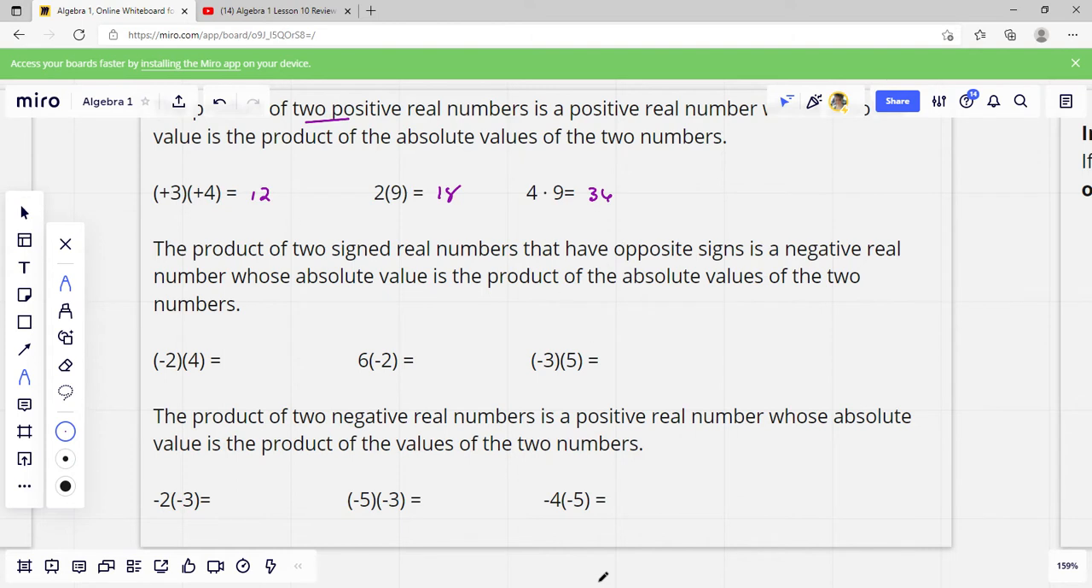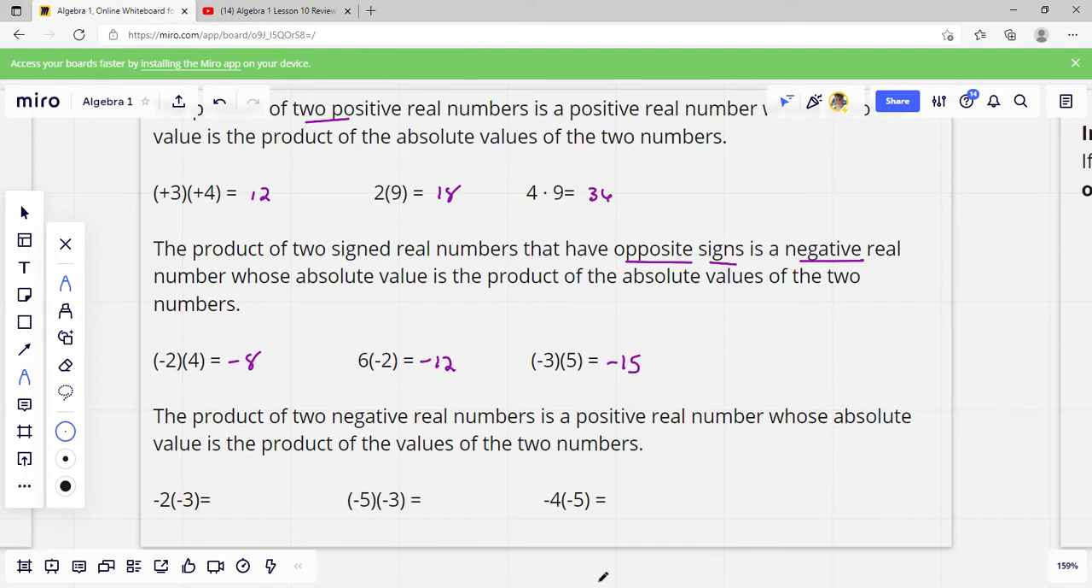Easy peasy. All positive. The product of two signed real numbers that have opposite signs is a negative real number whose absolute value is the product of the absolute values of the two numbers. So if the signs are not the same, you have one negative, one positive, you're going to get a negative. 2 times 4 is 8, and that would be negative 8. 6 times 2 is 12, and that would be negative 12. 3 times 5 is 15, and that would be negative 15.